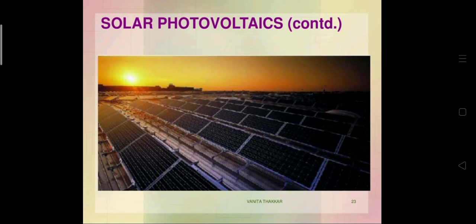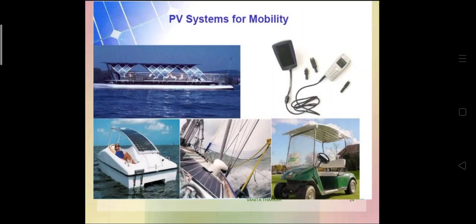And this diagram shows us the photovoltaics arranged on a long field. Here so many solar panels are arranged in a long field. It converts solar energy into so much electric energy. And here are some PV systems for mobility.